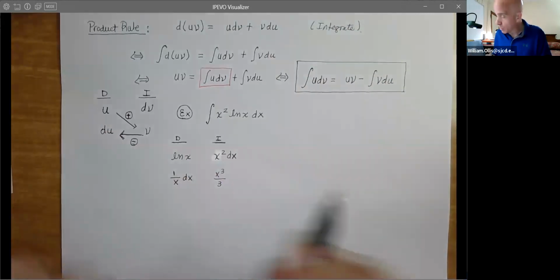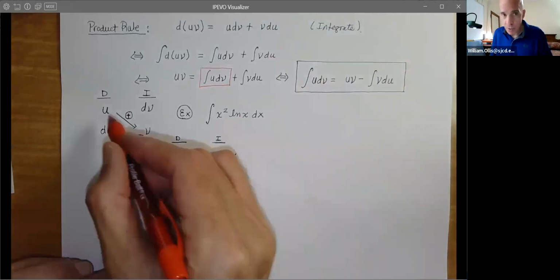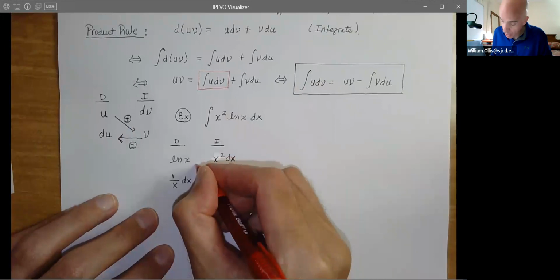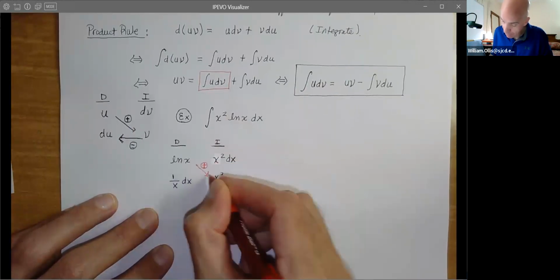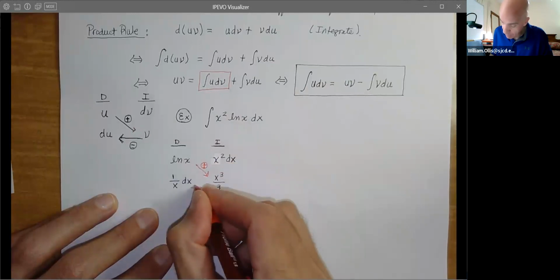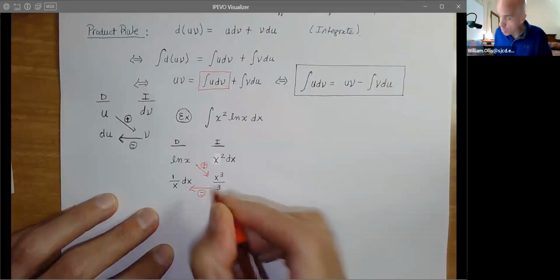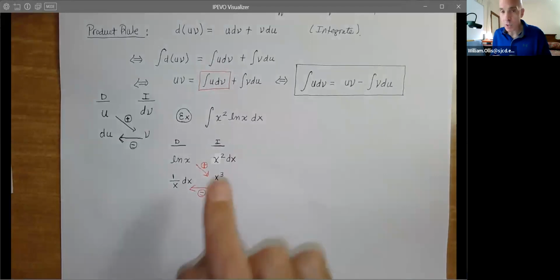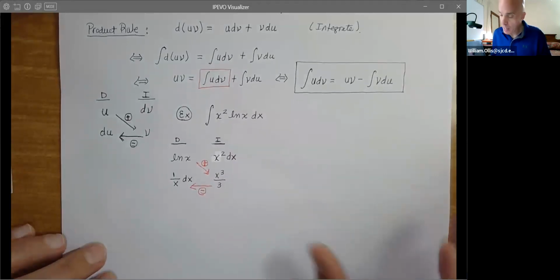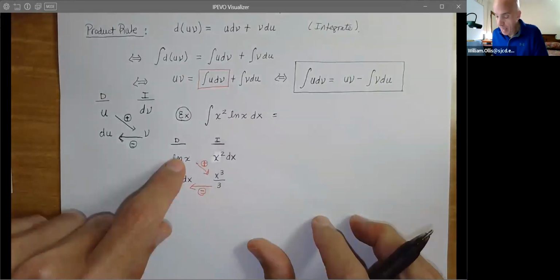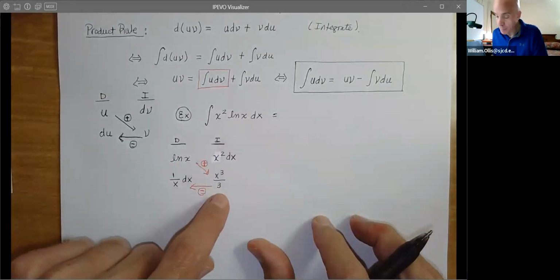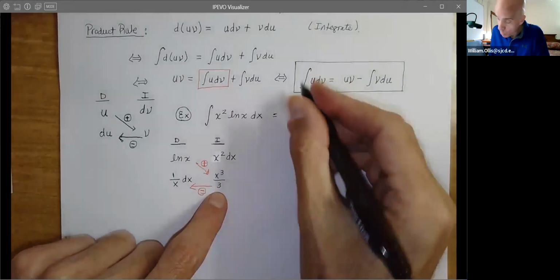So now what we do is we do the arrows here just to organize the work. So we have the plus and we have the minus. This technique just organizes your work. A lot of you would use this for the product rule. And so now we can fill it in. So ln of x times x cubed over 3. So we'll just do that first.